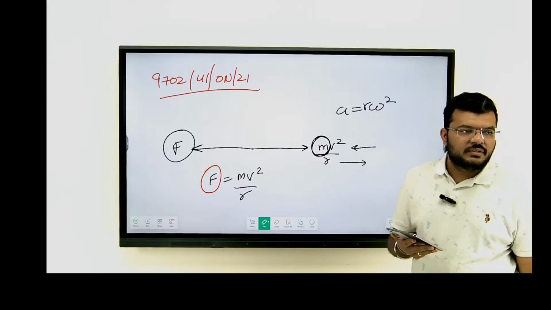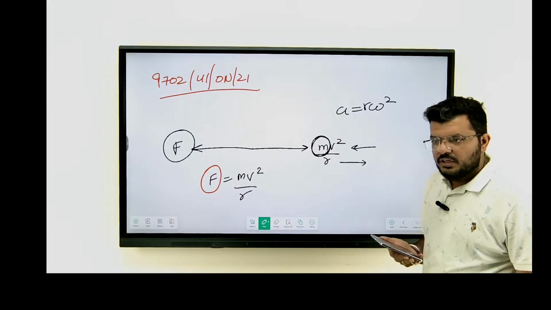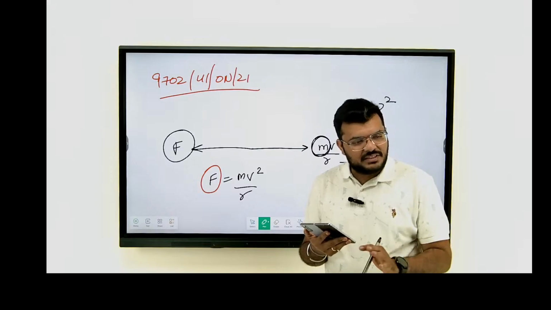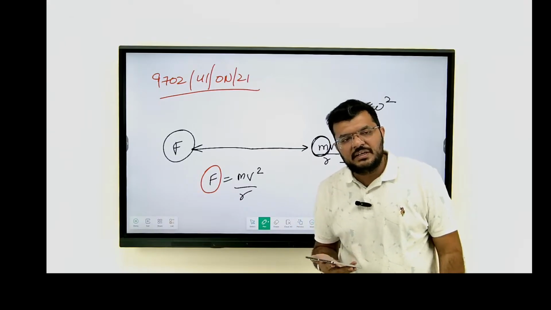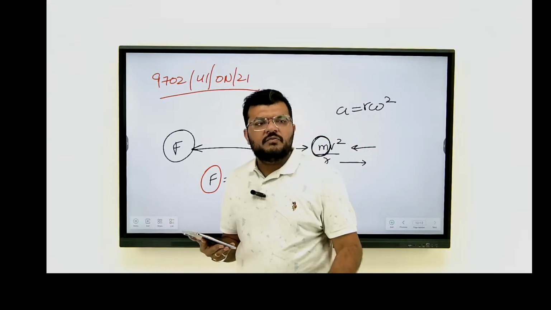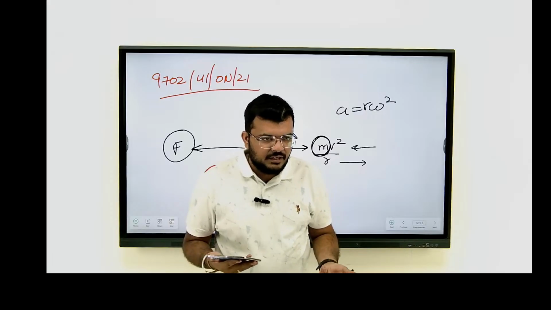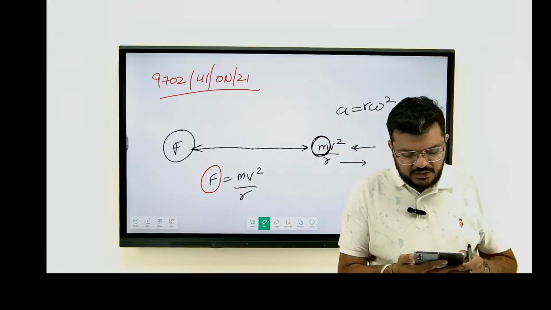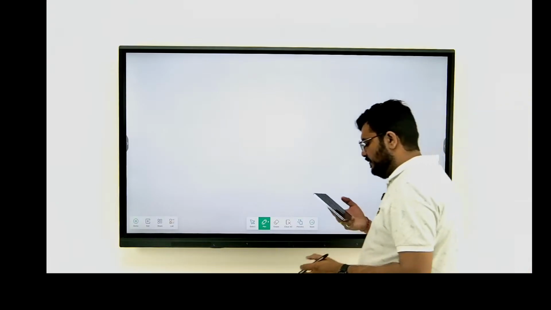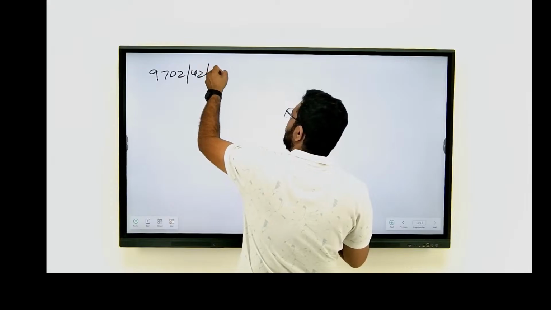Maximum speed, which one will be higher? x's will be higher, because of both of them. So y is less than x. Time taken for one lap of the track: if y has lesser velocity and has to cover more distance, right? So that is your answer. Is this understandable, guys? Then we have 9702 42 ON 21.